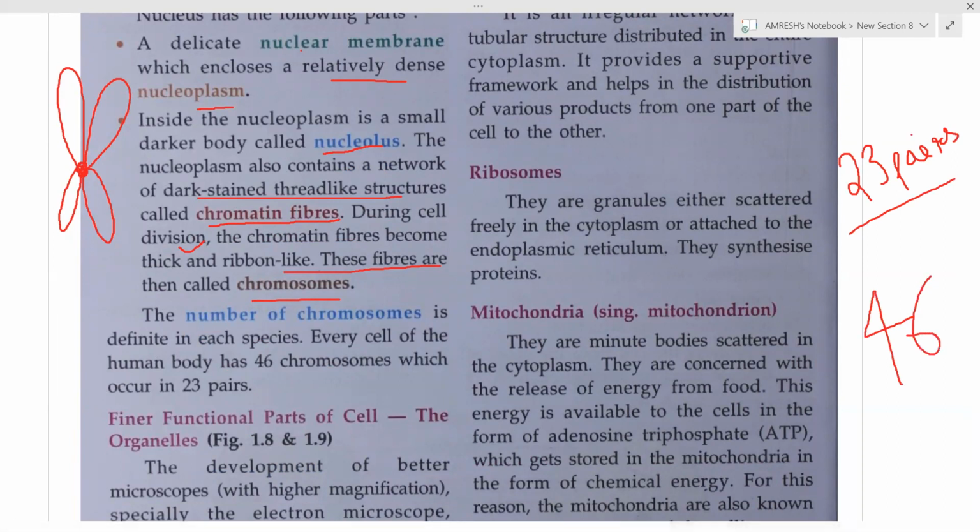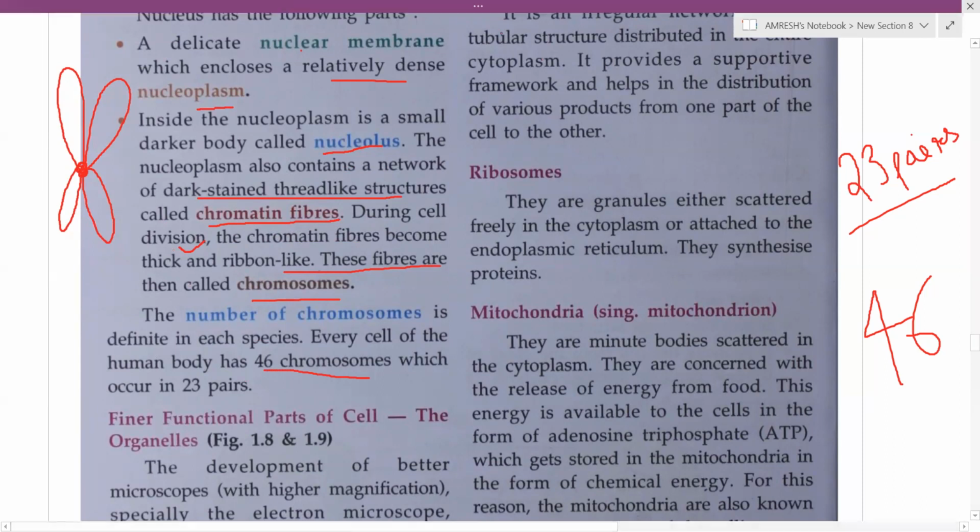In maize, that is 20, which means 10 pairs of chromosomes. In pea, 7 pairs, 14 chromosomes. So in humans, we have 46 chromosomes which occur in pairs. Chromosomes are always in pairs.